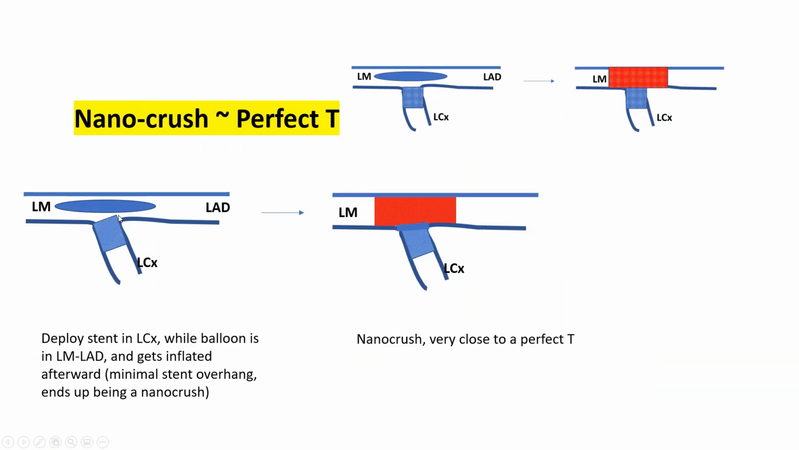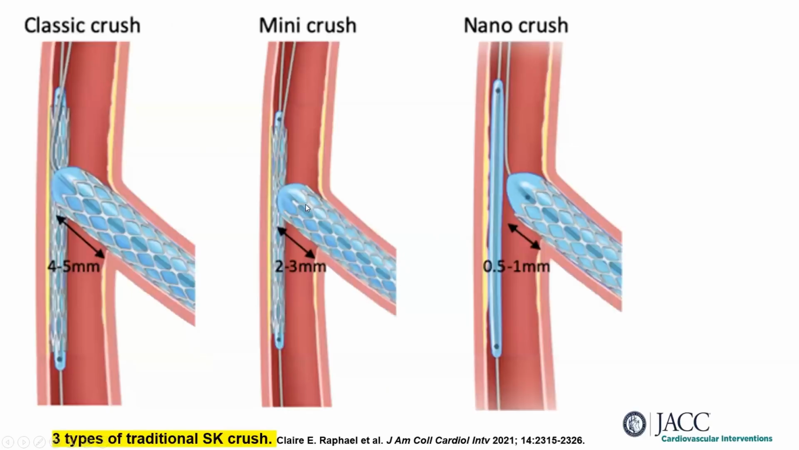If you crush in the perfect T, you're probably just crushing a couple of struts. You're not having a full-blown crush layer of stent across the circumflex. And the important thing in nanocrush, like in perfect T, you still only need to recross once, and it's much easier to recross than the true mini crush, which has a much longer crushed area. Okay?